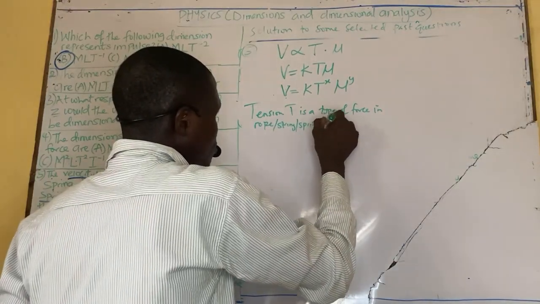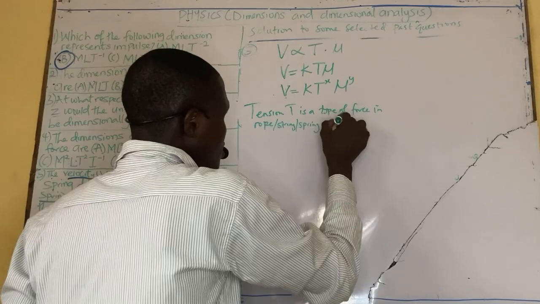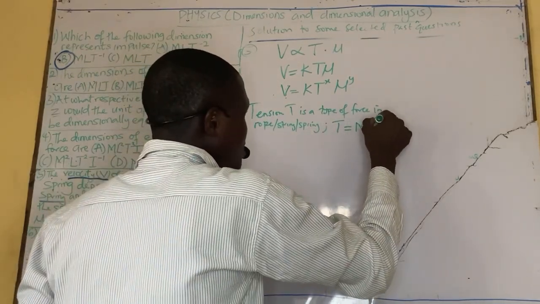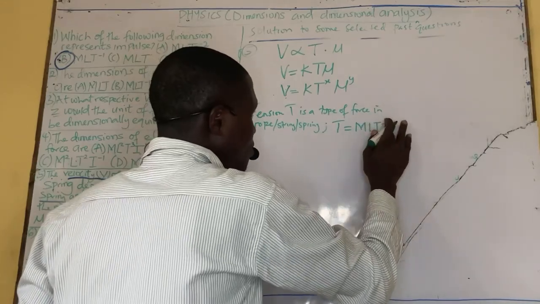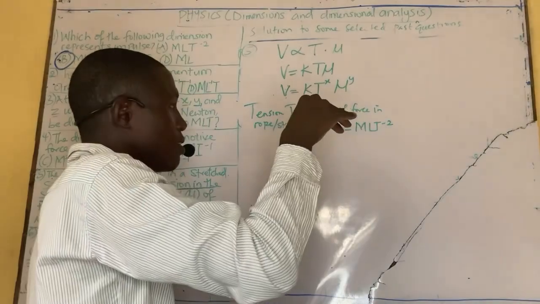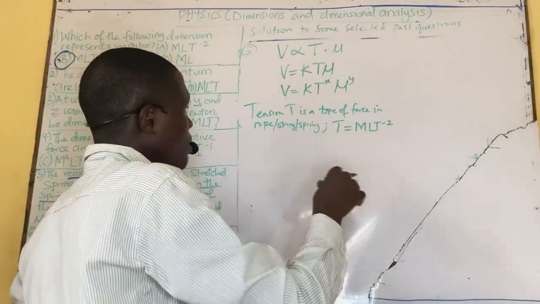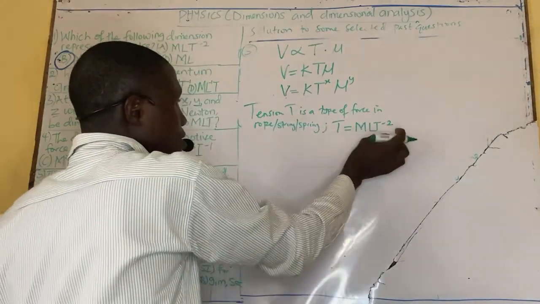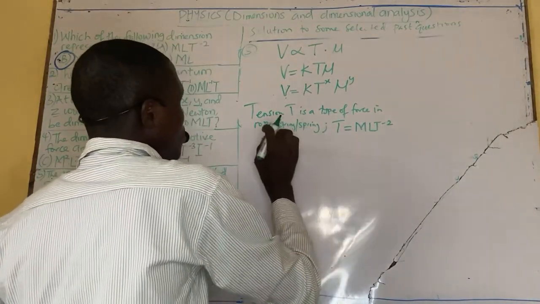The dimension of force: from the table, you can quickly go there and check, the dimension of force is ML per T squared. So that's how to call it, ML per T squared. So that's that for the dimension of the tension force.